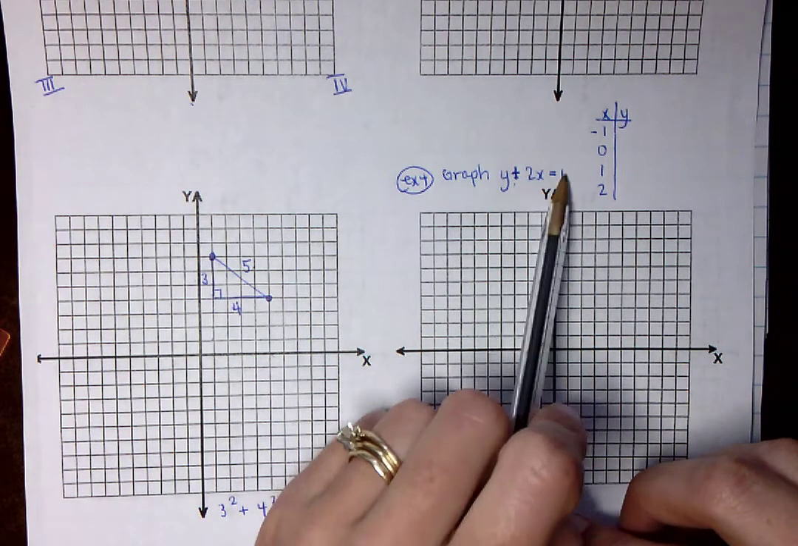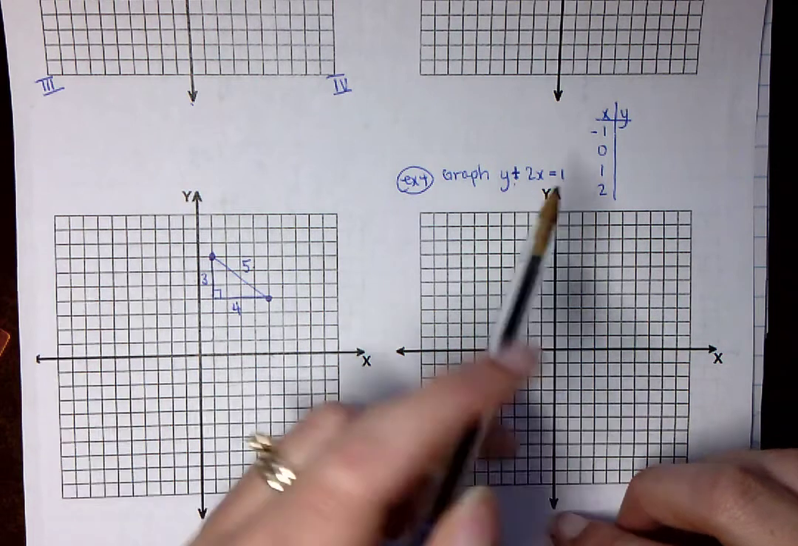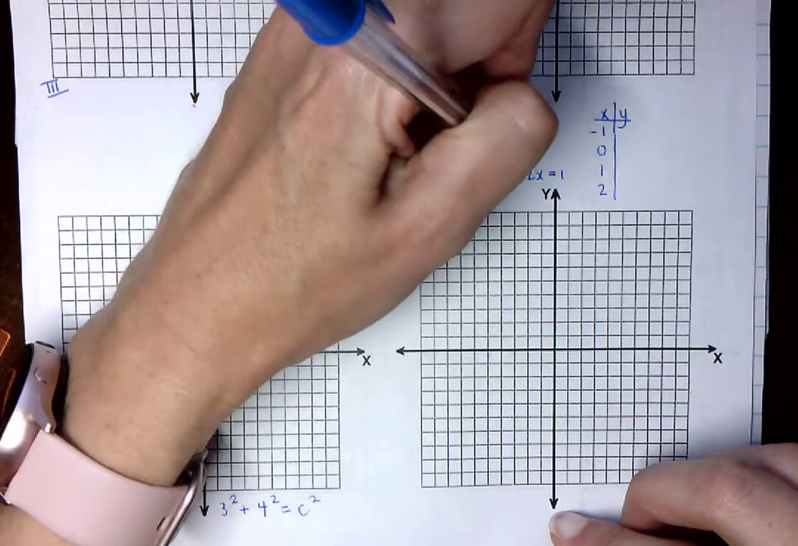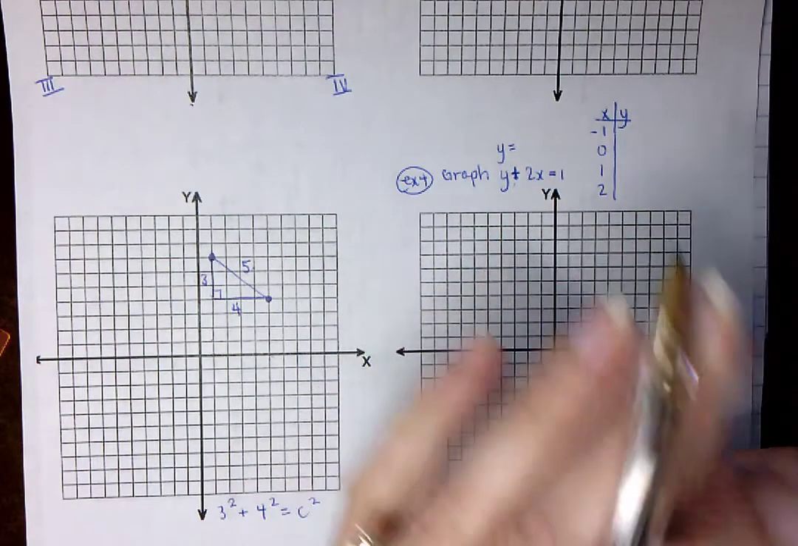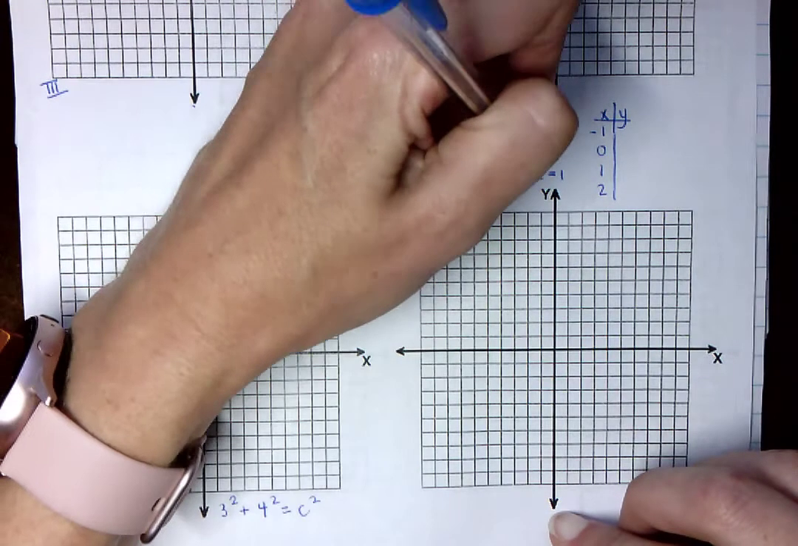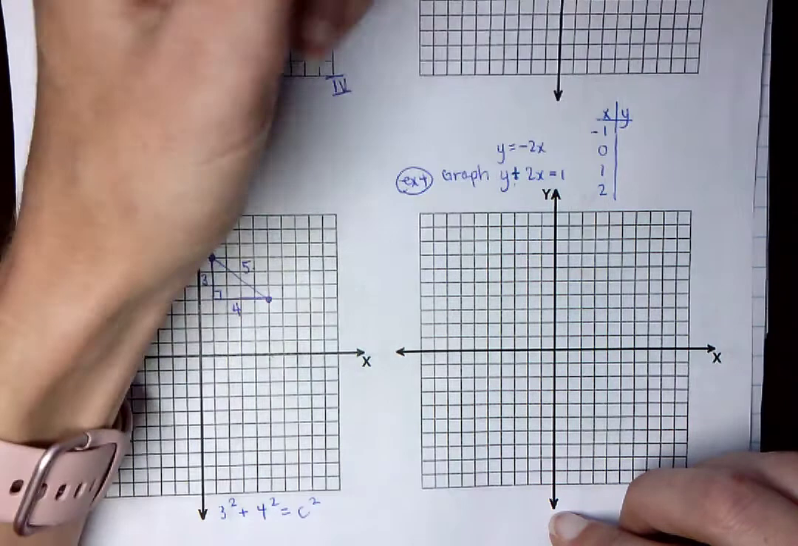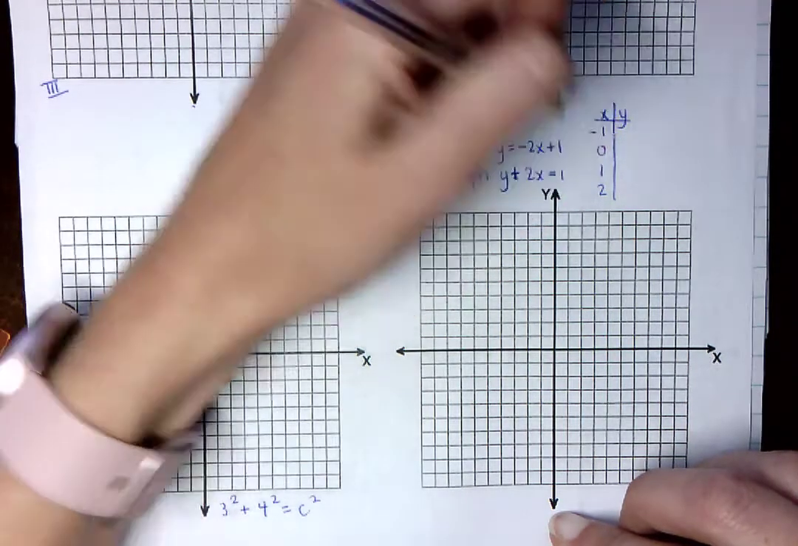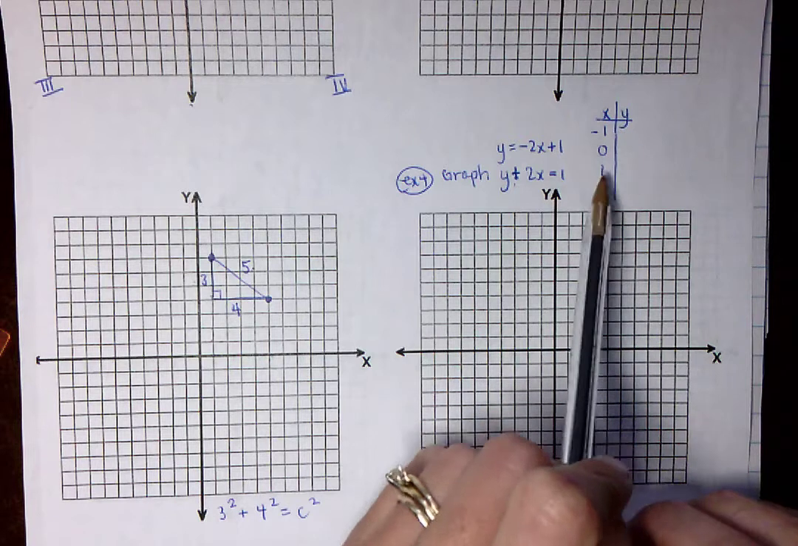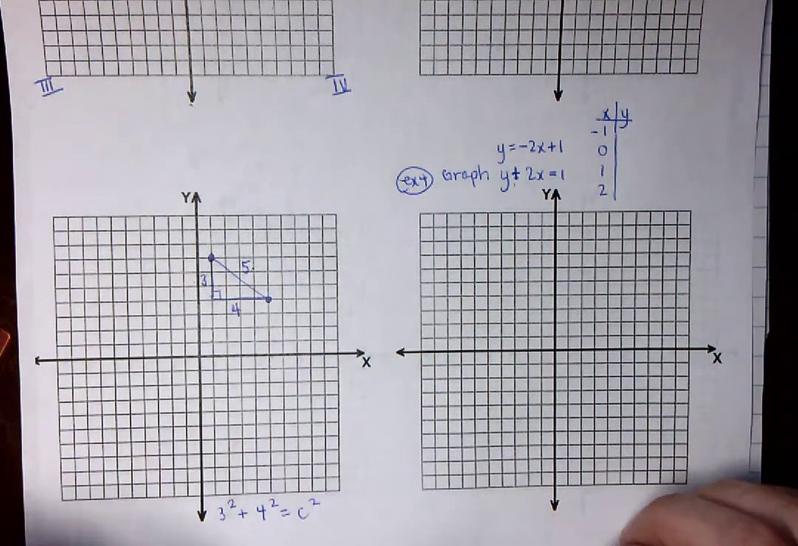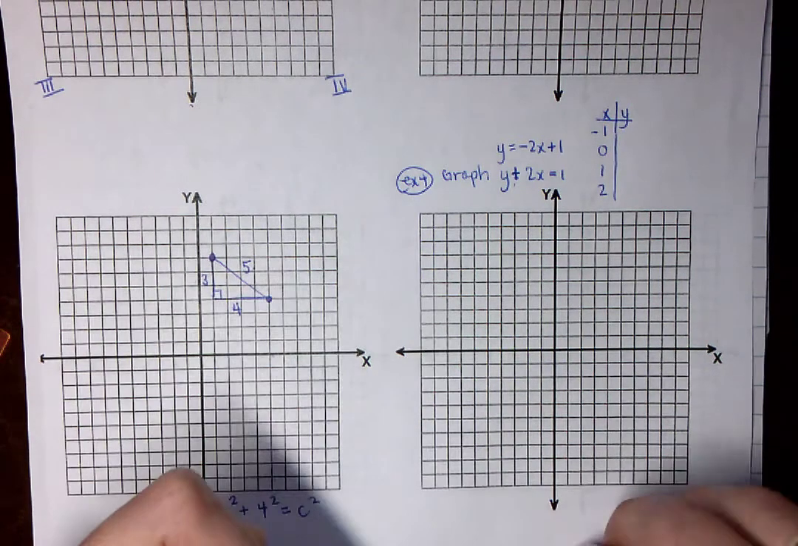So I'm just going to subtract the 2x to the other side, and that's going to make y equal, when I move this over to the other side, it changes signs. So I can say minus 2x plus 1. So if I do it like that, then I can, again, plug the values in, get the points, plot the line.